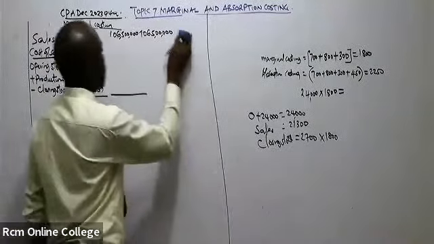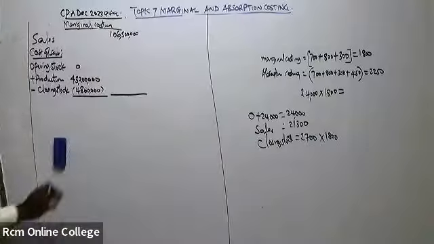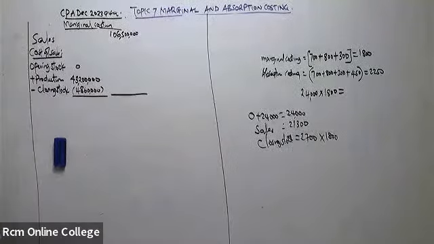Cost of sales ni ngapi? 43. But something is exaggerated here. Anyway, let's proceed.